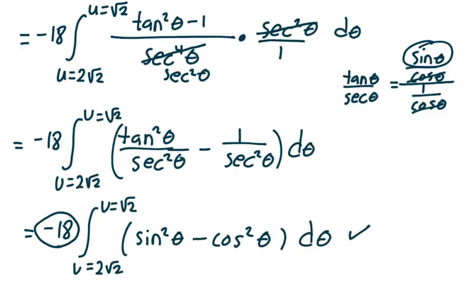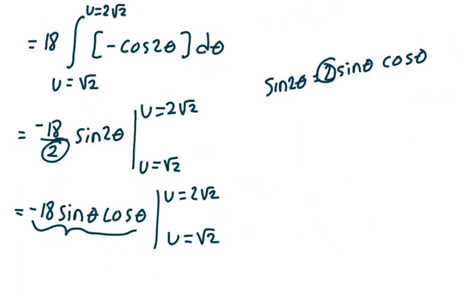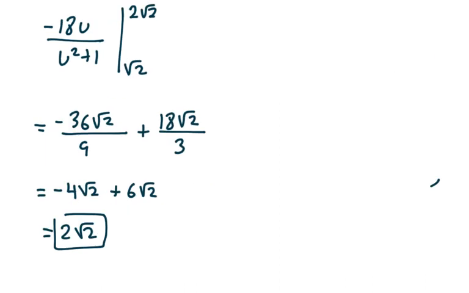If we go back to the triangle, sine theta is u over the square root of u squared plus 1. Cosine theta is 1 over the square root of u squared plus 1. If I put all that together, I get negative 18u over u squared plus 1 from square root of 2 to 2 root 2. And if I do a bit of arithmetic, my final answer will be 2 times the square root of 2. So on this line, I just apply the fundamental theorem. And after all that work, I finish the problem.